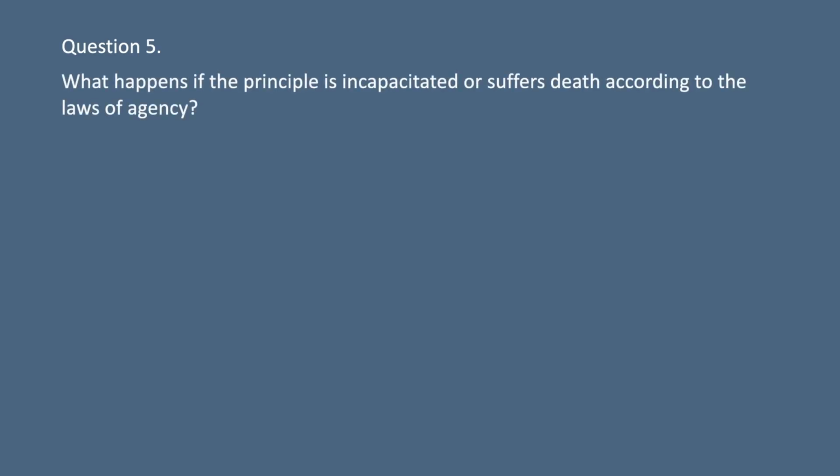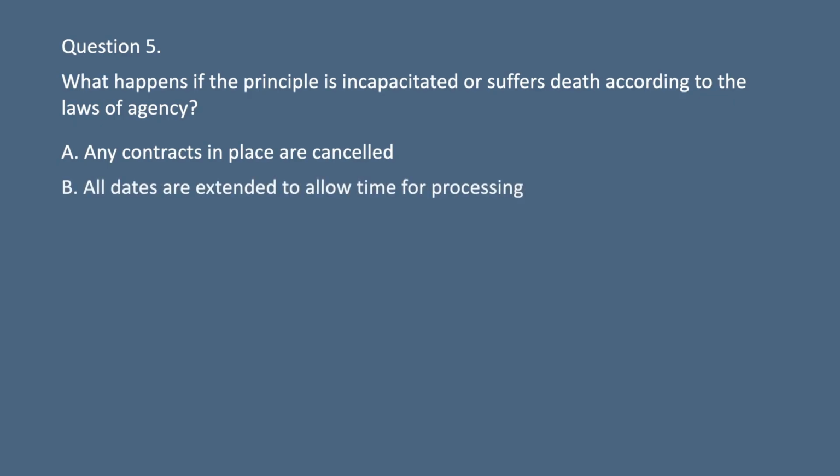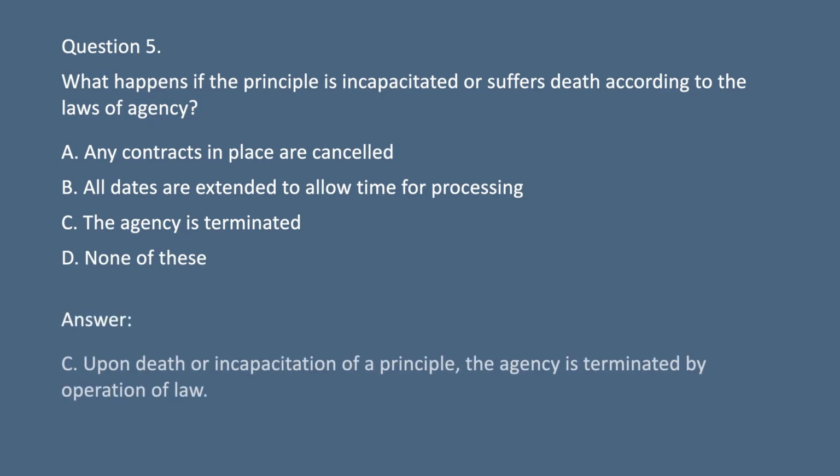Question 5. What happens if the principal is incapacitated or suffers death according to the laws of agency? A. Any contracts in place are cancelled. B. All dates are extended to allow time for processing. C. The agency is terminated. D. None of these. Answer. C. Upon death or incapacitation of a principal, the agency is terminated by operation of law.